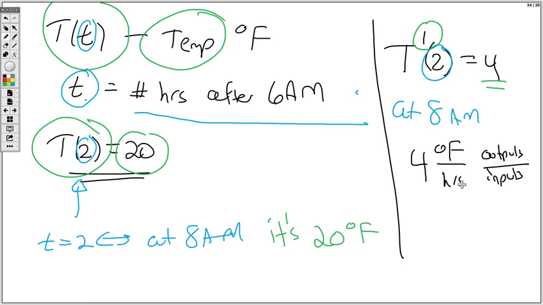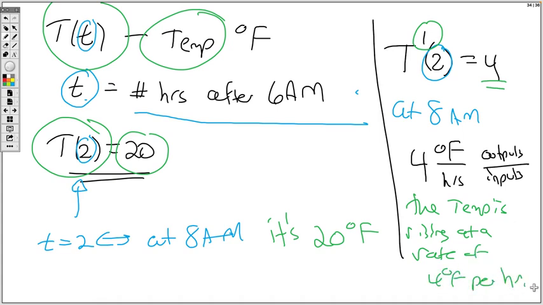Now, is it a positive or negative number? So does that mean this temperature is increasing or decreasing? Increasing. It's a positive slope. You with me or not? So this means that at 8 a.m., the temp is rising at a rate of 4 degrees Fahrenheit per hour. You see the difference between the function and the derivative. The function gives you the output, the derivative gives you the rate of output to input.